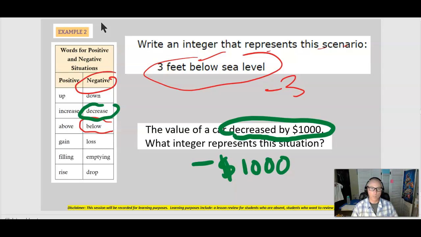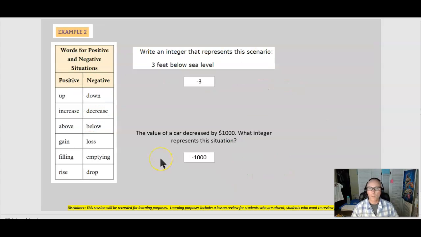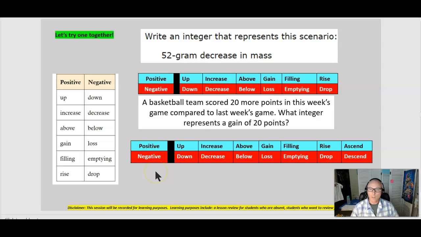If you need it, there's a little cheat sheet. Loss, empty, and drop. Up, increase, above, gain, filling, rise. Gain's a good one. Smells good too. Gain smells really good. Yeah. Ah, there it is. Okay. Integer that represents the scenario. 52 grams decrease in mass. Do you see decrease over here? Do you see what I'm trying?